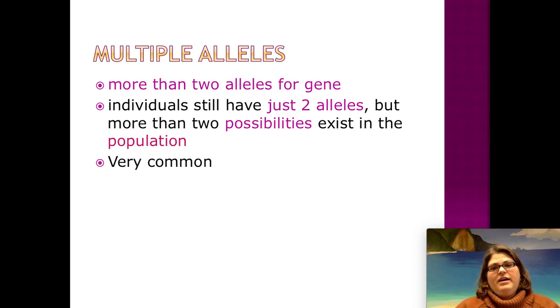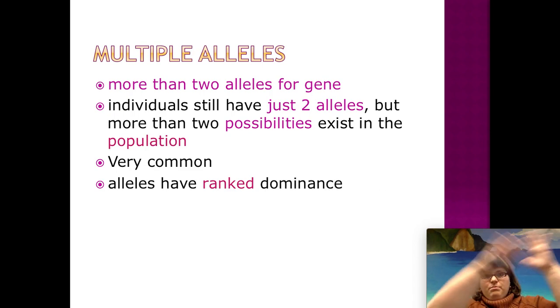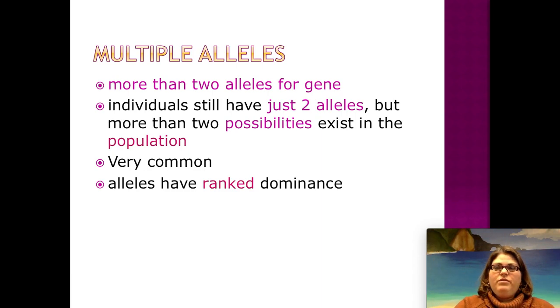This is very, very common. In fact, it's almost surprising that Mendel could find 7 traits that only had 2 alleles, because most things have more than that. When we have multiple alleles, there's a ranked dominance, meaning something is most dominant, and other things are recessive to everything. So there are lots of examples.